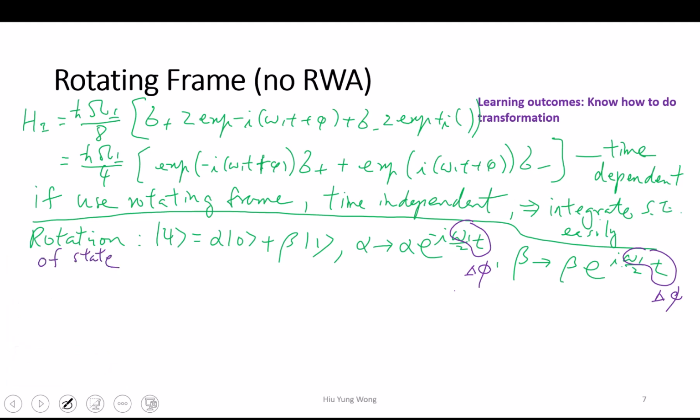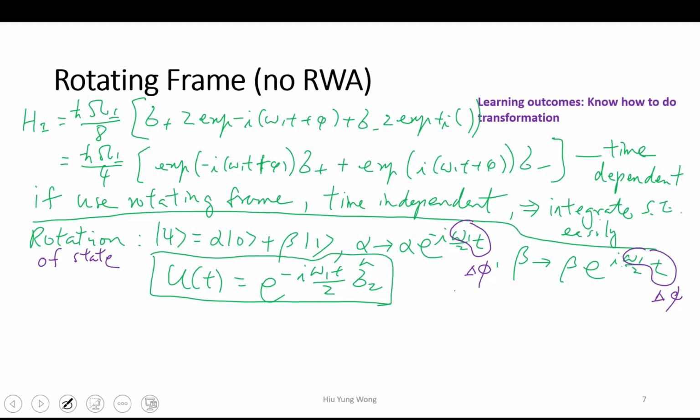So, because of this, what is the U? Right? Naturally, you will see that, okay, then the rotating matrix, the unitary matrix, can be written as e to the power negative i omega 1 t divided by 2 sigma z hat. This is U.